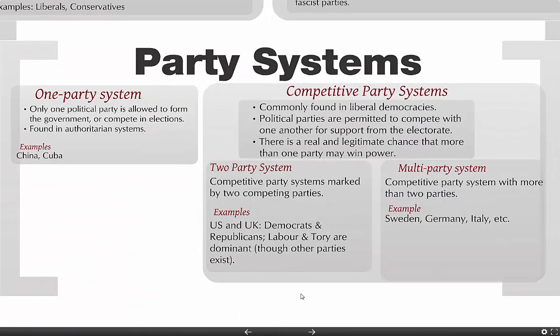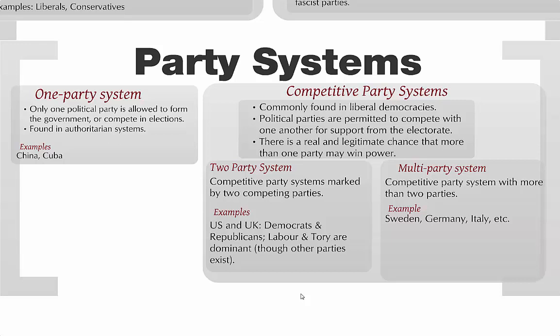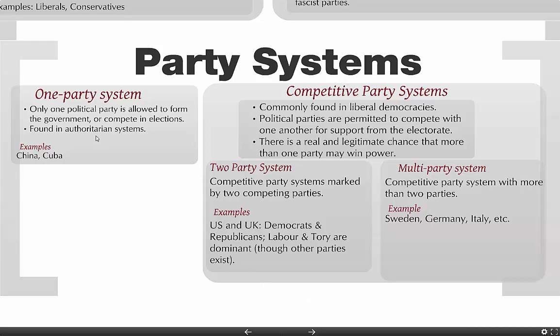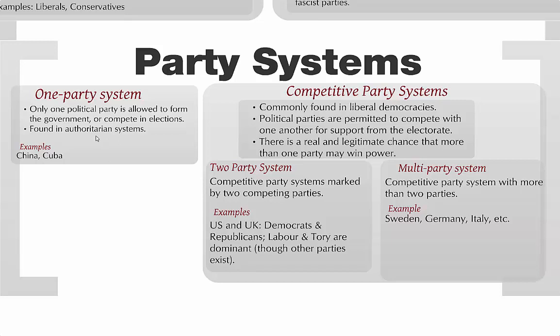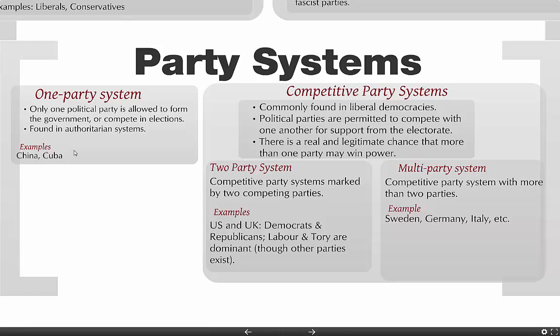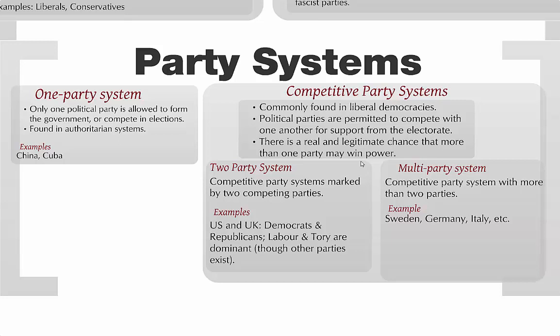Finally, we can also speak about party systems. And that's a way of labeling the typical day-to-day politics depending on how many parties are likely to get elected and get seats in parliament. We can talk about one-party systems, which is authoritarian dictatorships where only one single party is allowed, China, Cuba, or competitive party systems, which is what we have in democracies. These are political parties that are permitted to compete with one another for the support of the electorate. And there's a real and legitimate chance that more than one party may win power. So who is going to win the election is the question.